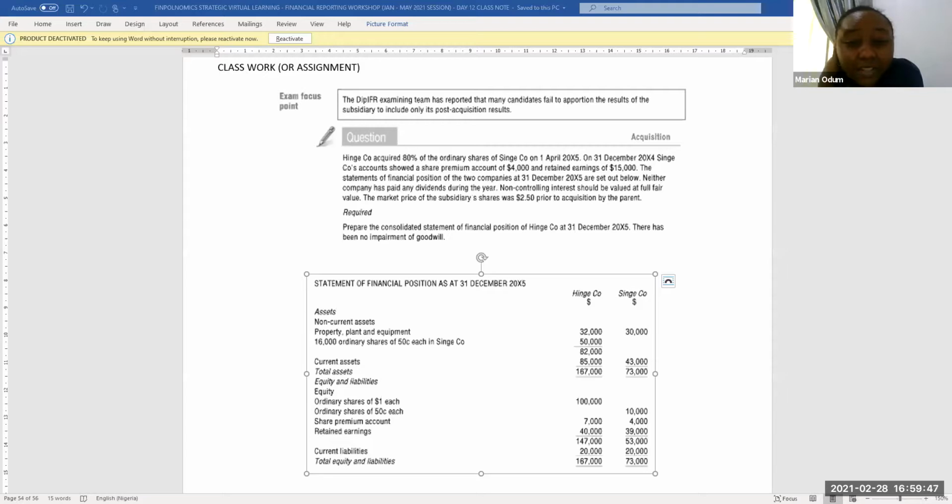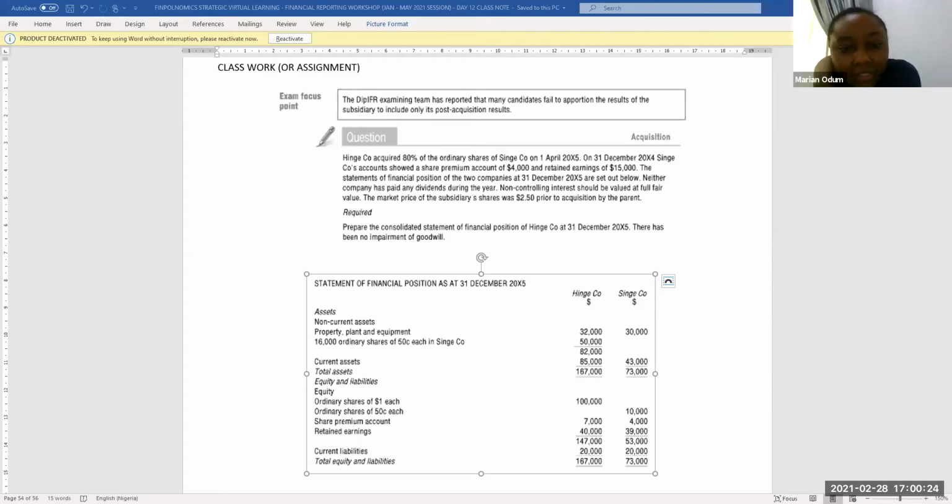Statement of financial position as at 31st December 2005 for Int'l and Int'l. Assets, non-current assets, property, plant and equipment: for Int'l, 32,000; for Int'l, 30,000. 16,000 ordinary shares of 50 cents each in Int'l is 50,000, which makes up 82,000. Current assets of Int'l is 85,000, while for Int'l is 43,000. Total assets 167,000 for Int'l and 73,000 for Int'l.